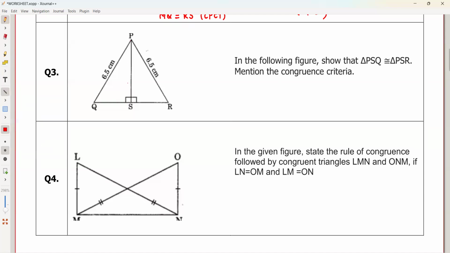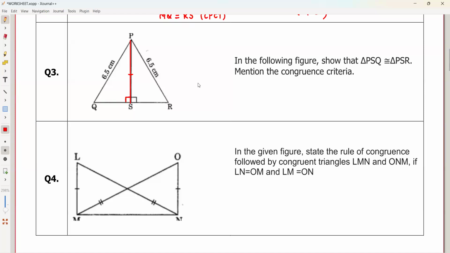RHS. Right. Here PS is the common side. And PR is the hypotenuse. So right angle, hypotenuse and side. You can say these two triangles are congruent. So the steps will be as follows.